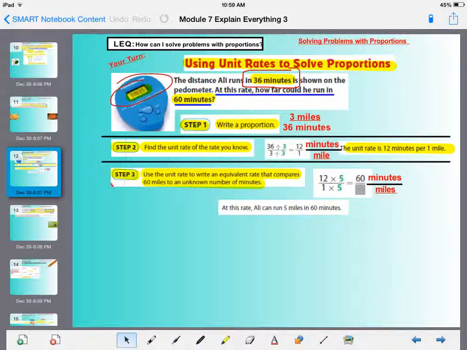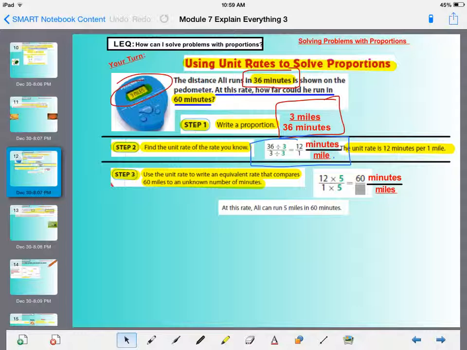So here it is, 3 miles for 36 minutes. So the first thing we would do is write this as a rate or as a proportion. 3 miles to 36 minutes. And then our step 2 would be to find the unit rate. And so we want to know how many minutes it's taken this person to go 1 mile. So it's taken Ali, if we divide by 3, we're going to determine that it takes him 12 minutes to go 1 mile.